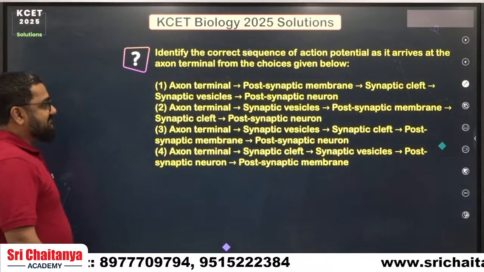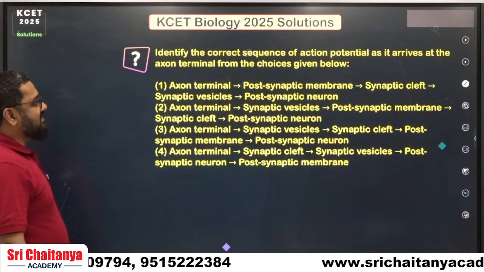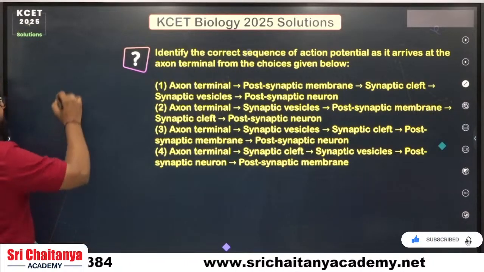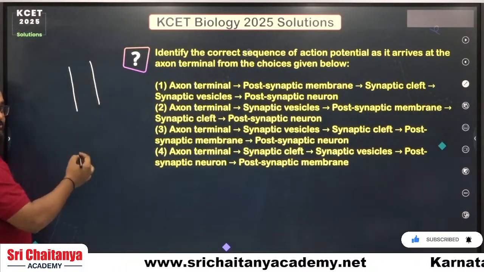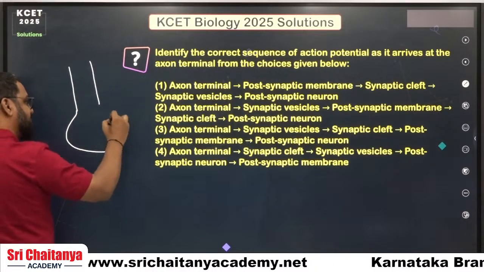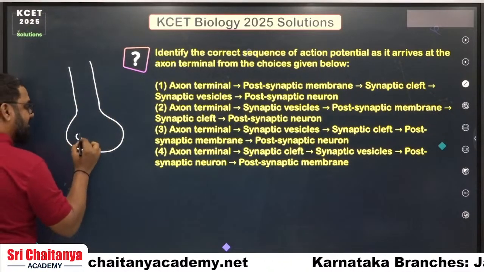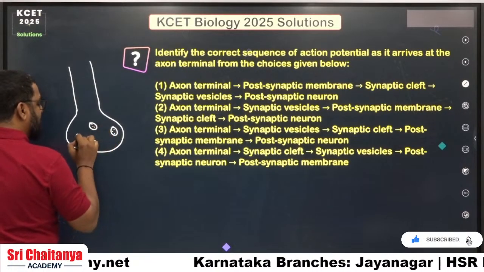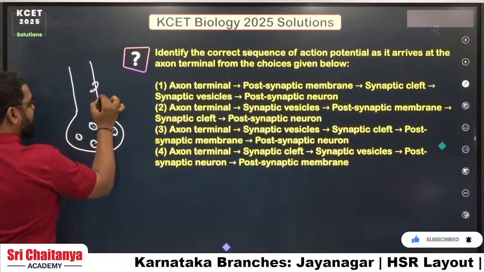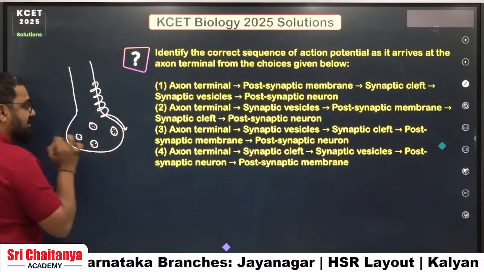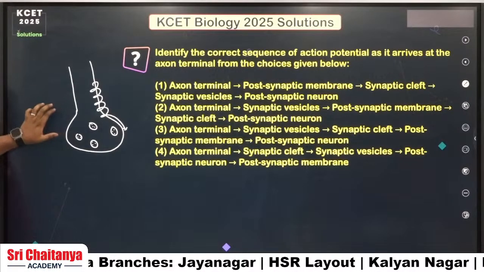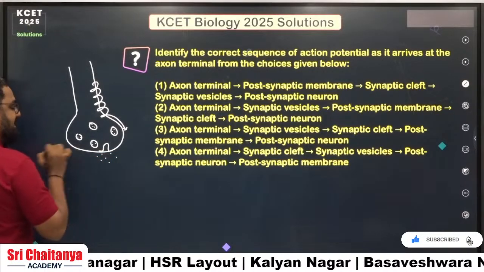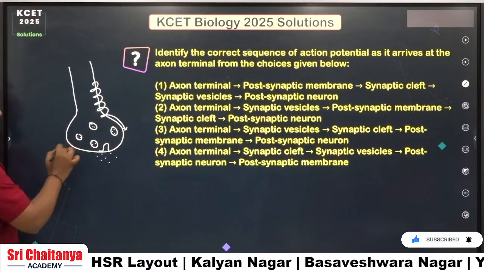Next, identify the correct sequence of action potential as it arrives at the axon terminal from the given choices below. Now let us understand this. Telodendria, axon terminal forms this presynaptic knob. Inside the presynaptic knobs, what are present? Synaptic vesicles are present. Inside the synaptic vesicles, what is there? Neurotransmitters are there. As and when action potential arrives at the presynaptic knob through the axon terminal, what happens is, through exocytosis, the neurotransmitters are released into a space called the synaptic cleft.